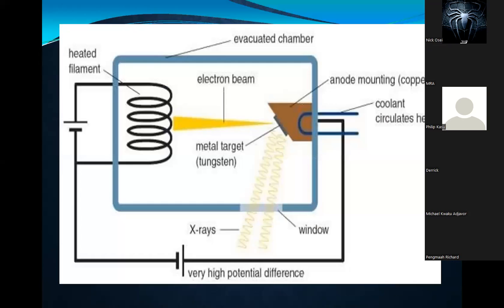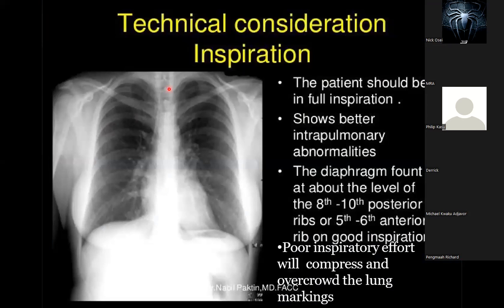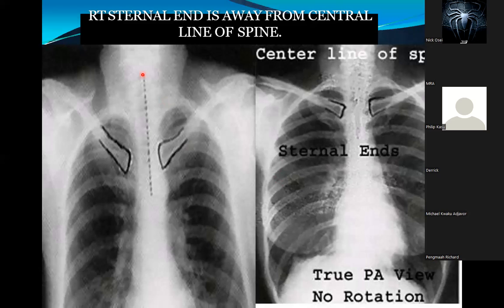Okay, we will see spinous processes shortly. Can you all see this point here, this point here, this point here? These are the spinous processes of the vertebra. So you should be able to draw an imaginary line through the spinous processes.